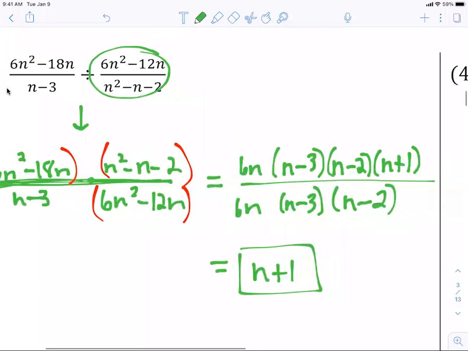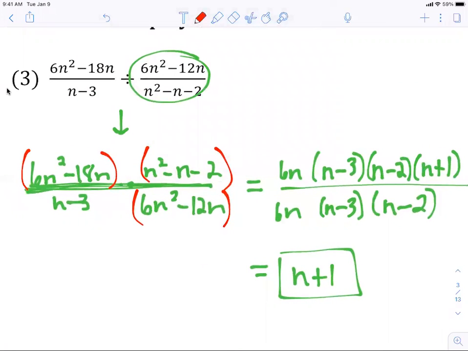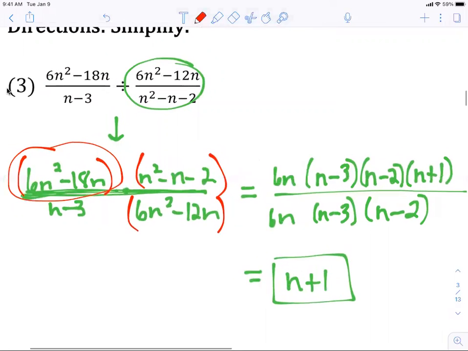All right, final answer. It actually ended up being pretty simple. You should have got n plus 1. Now let's see how we did that. First step is you should have factored obviously this first one. 6n squared minus 18n, all you had to do is take out a GCF of 6n, and you were left with an n minus 3. This part right here, n squared minus n minus 2, factors into n minus 2 times n plus 1.